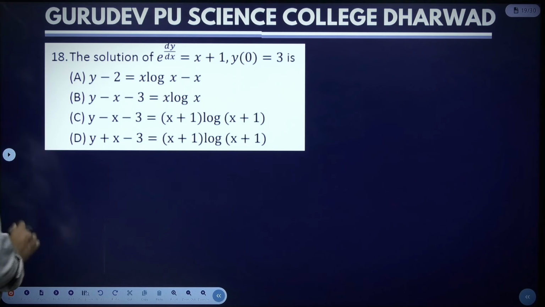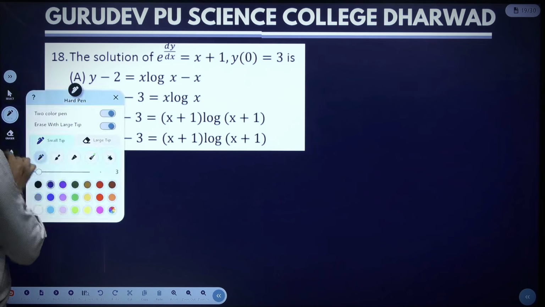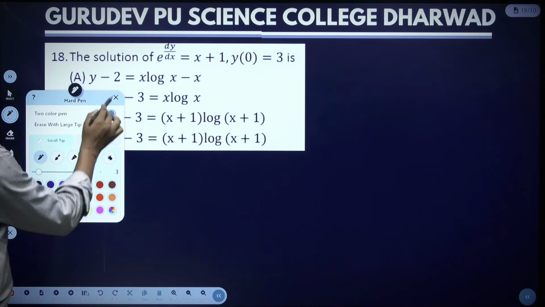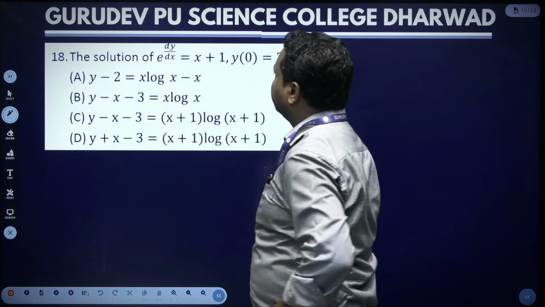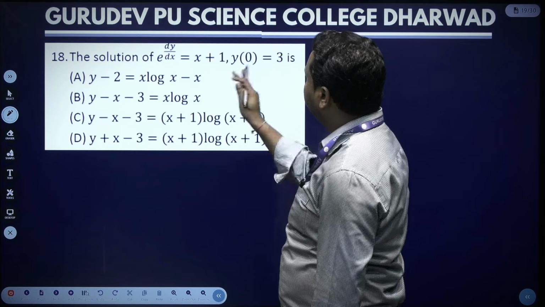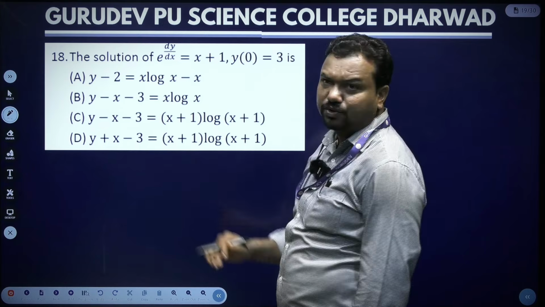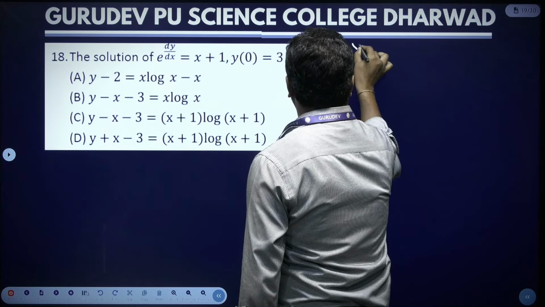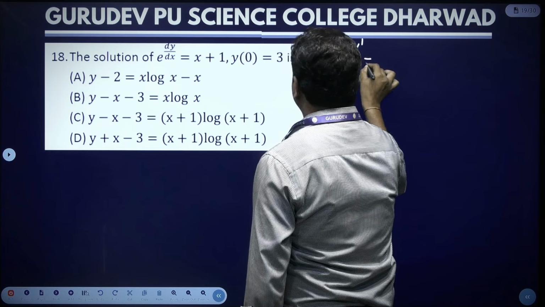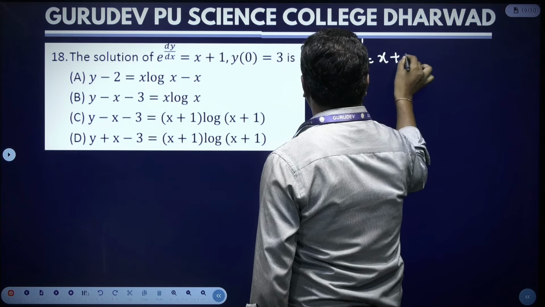Let's go for the next question, which is on differential equations. There is a question on differential equations, so note down what is given. e to the power dy by dx is equal to x plus 1, and y of 0 is equal to 3, then what is the solution? So the differential equation is e to the power y dash is equal to x plus 1.